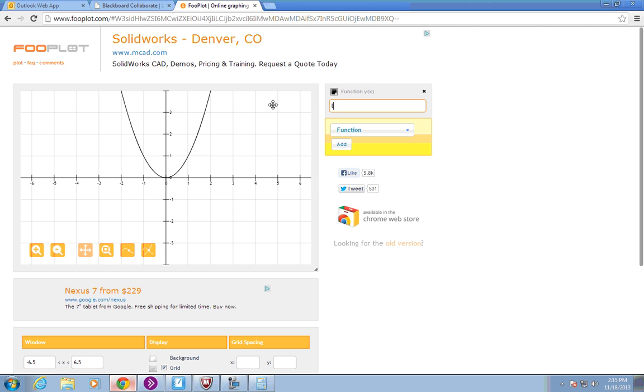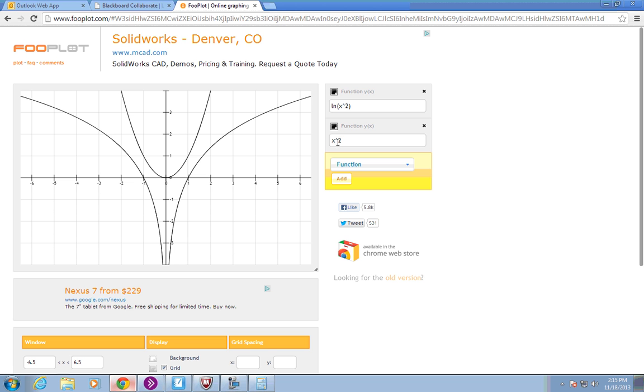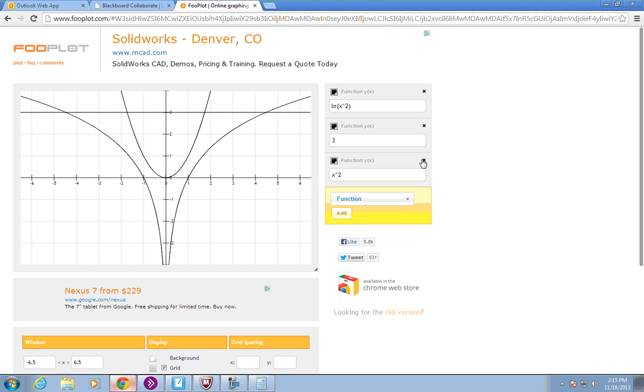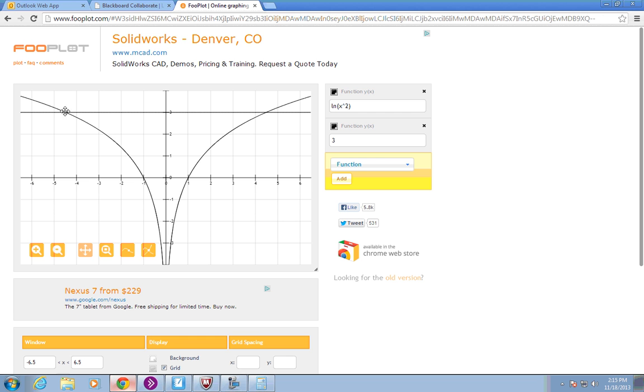If I do natural log of x to the power 2, and this one is 3, I'm getting two solutions, negative 4.48 and positive 4.48.